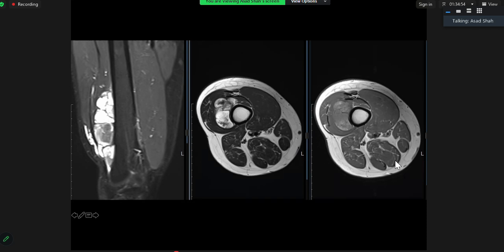This is the superficial layer of your quadriceps. This is the deep layer. And it's abutting there, and probably if you look at the sagittal, there might be a bit of intra-articular extension as well, which I'm not showing you here. But what do you think this is? Is this a primary bone tumor or a soft tissue sarcoma? Sir, I'm thinking it's a soft tissue one because the bone is clear.